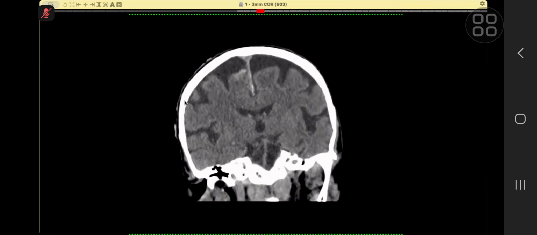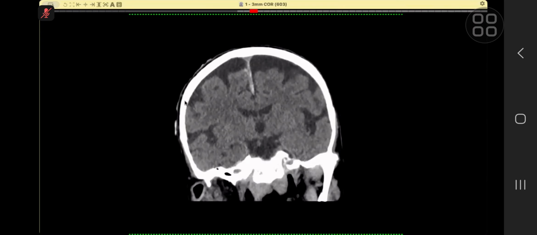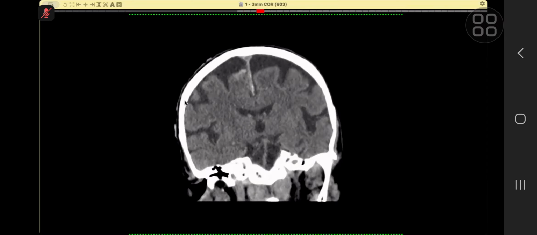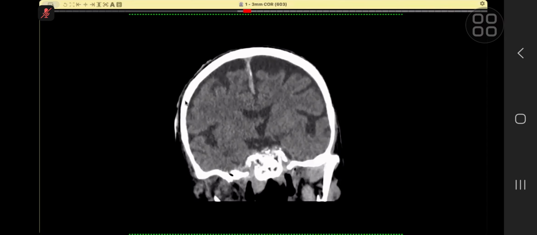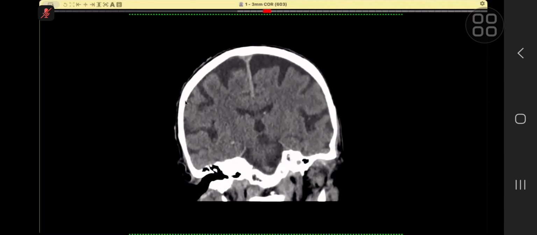Yes, sir. We can see that this is a subarachnoid hemorrhage, which can be confirmed on the coronal images. Can it be anything else? Another less likely possibility could be a thrombosed cortical vein. But the superior sagittal sinus doesn't look very hyperdense or bulky in size.